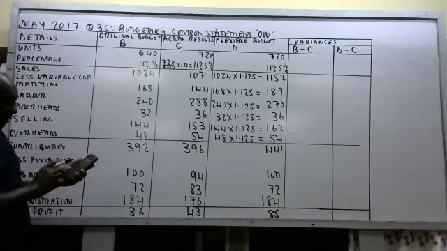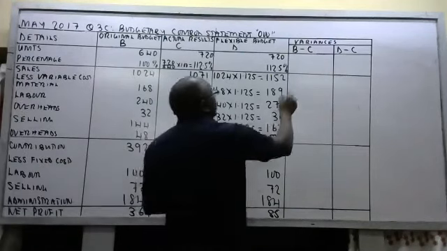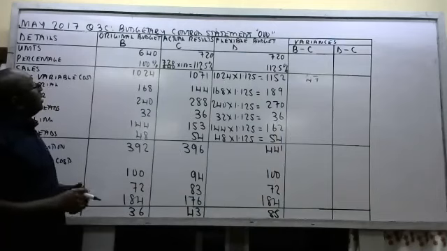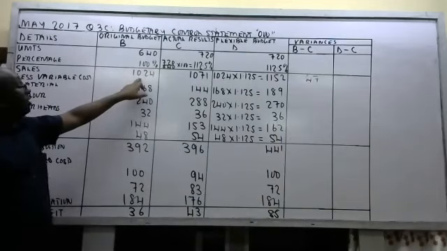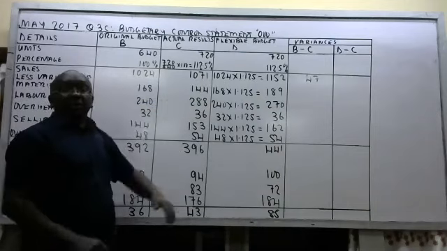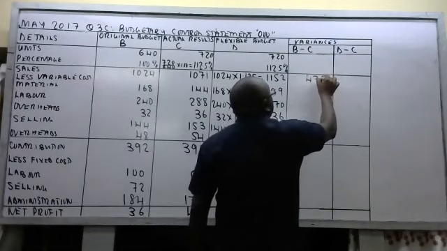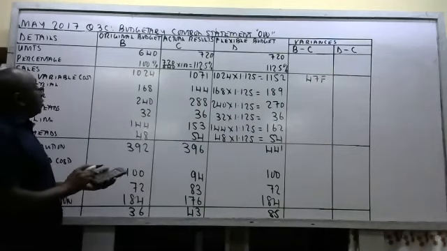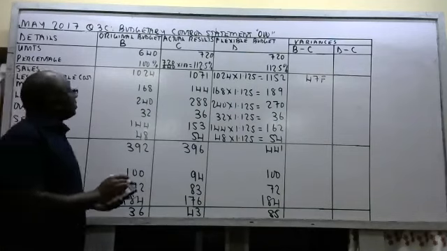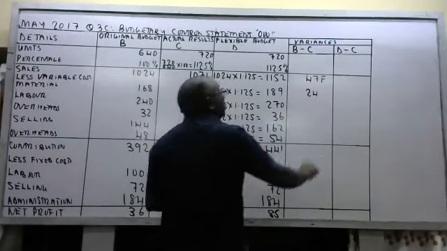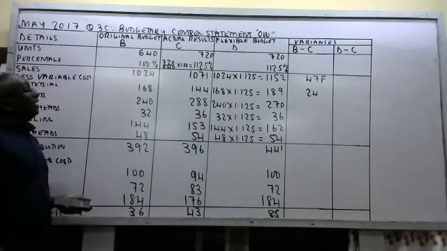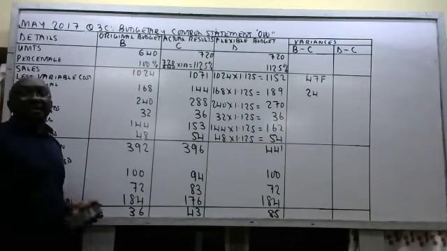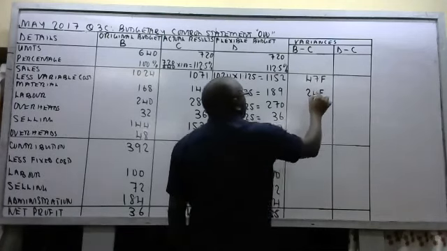1024 minus 1071. It is a variance of 47. But we need to say whether it is favorable or adverse. You see, the budget was 24, but the actual 71. So that is favorable. It is favorable because we were able to report a higher revenue. Coming to cost, you say it is 68 minus 44, 24. This one is favorable because we spent less. It is favorable, we spent less.